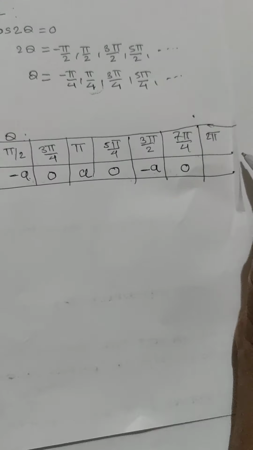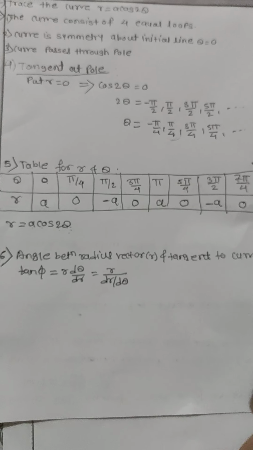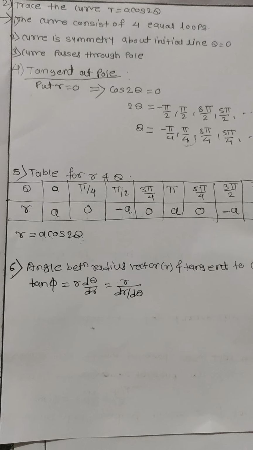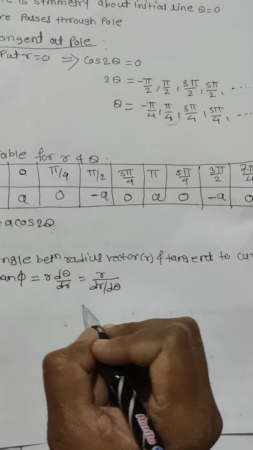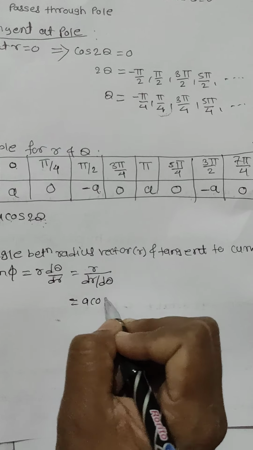After that, the next rule is that we have to find the angle between the radius vector and the tangent to the curve. The result is tan φ = r dθ/dr, that means r upon dr/dθ. Our r is a cos 2θ, and its derivative is −sin 2θ into the derivative of 2θ, which is 2, that means −2a sin 2θ. So the answer is −cos upon sin, which is −cot 2θ. So this is the value of tan φ.